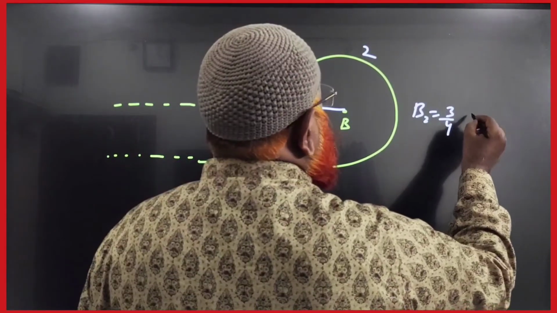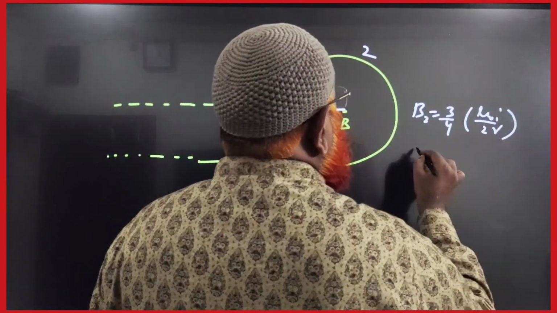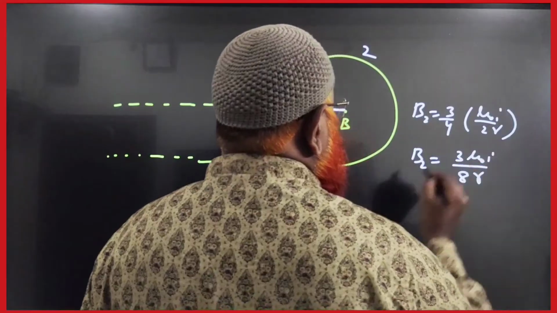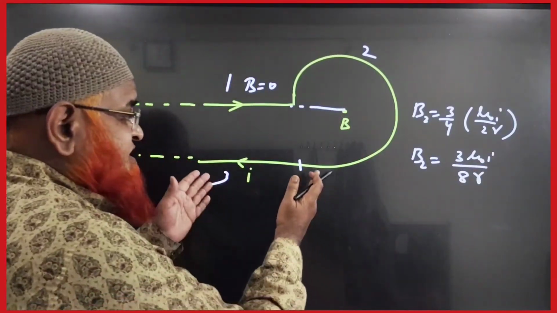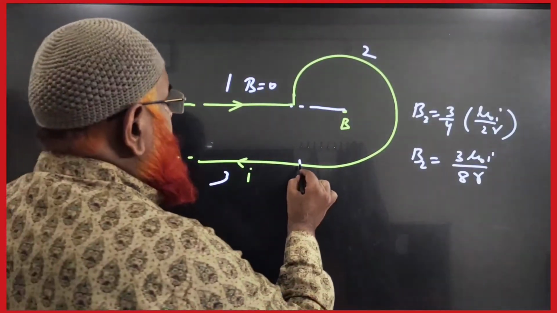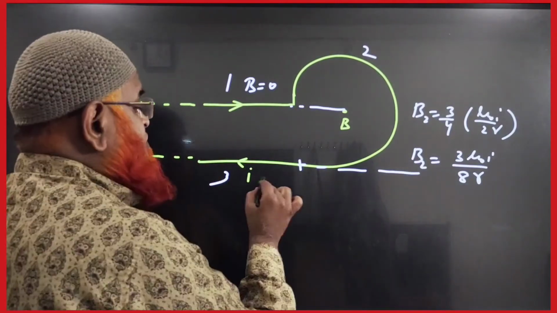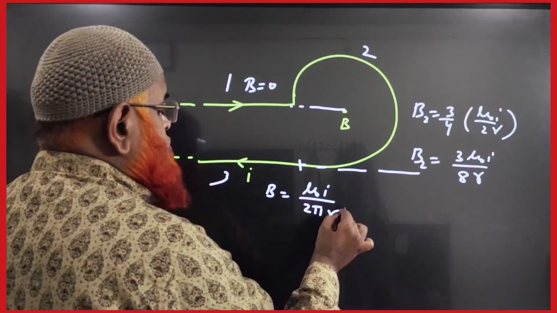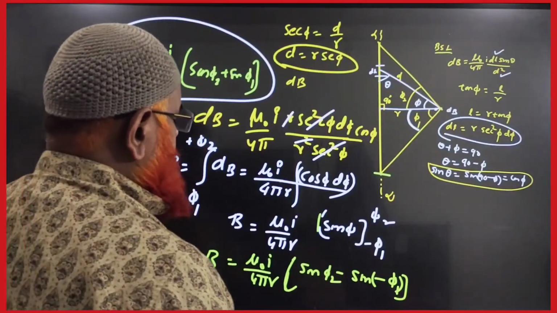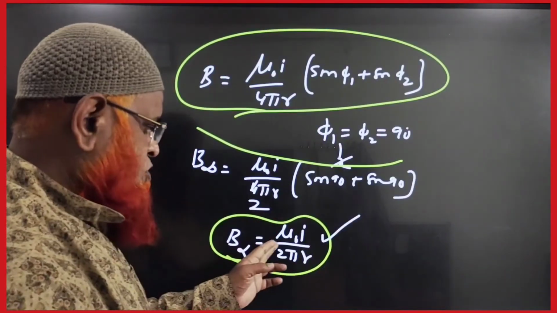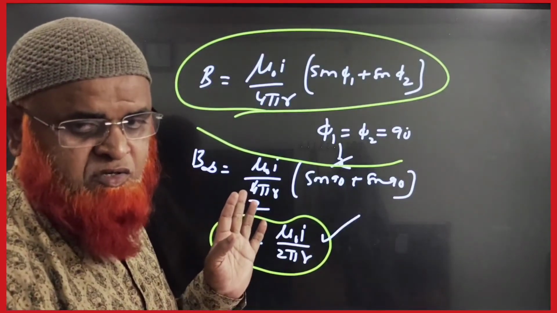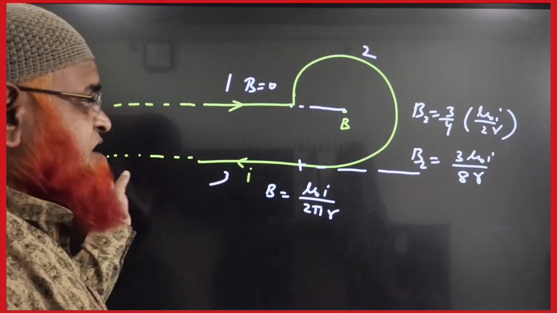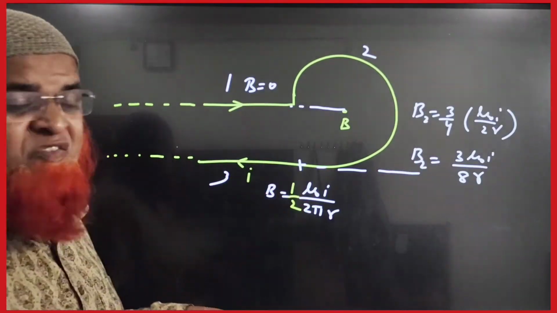It is 3/4 of mu naught I by 2r. So therefore B2 is equal to 3 mu naught I by 8r. And the remaining part is not a completely infinitely long wire. For an infinitely long wire, what was the formula? Mu naught I by 2 pi r, we have discussed it. But this is not an infinitely long wire. It is only half of an infinitely long wire.